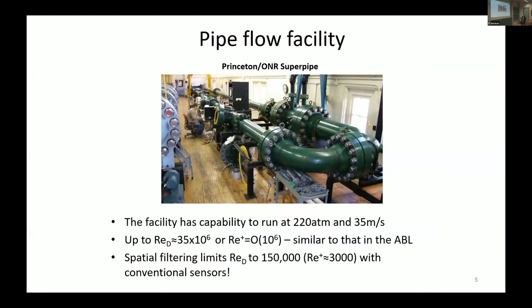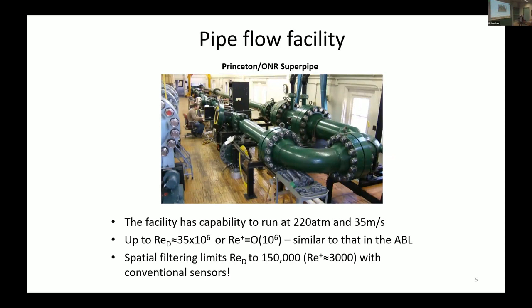At Princeton, we have this facility. Most of you probably have seen data from it. It's the Superpipe. We achieve high Reynolds numbers without very large length scales. This facility only has 5 inches of diameter, whatever that is in real units. But we pressurize it to 220 atmospheres. That means we're changing the density, basically squeezing the world inside it. Now we can get really high Reynolds numbers.